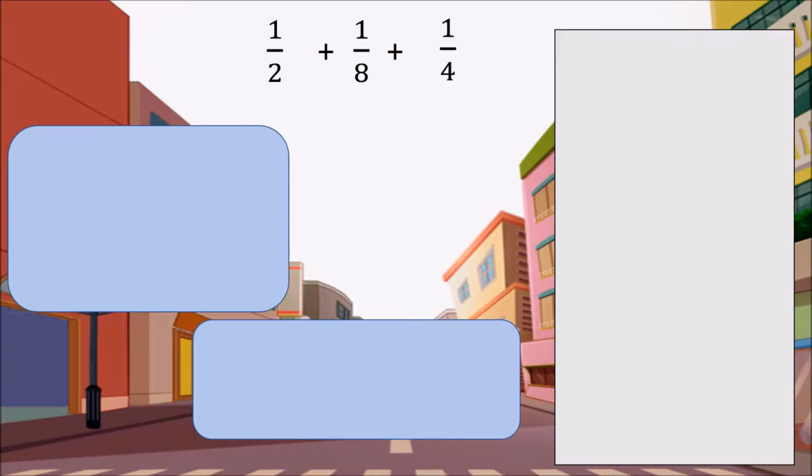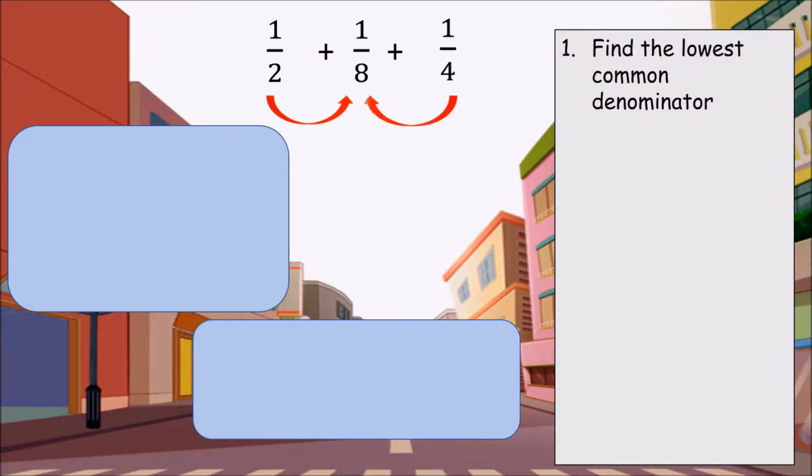Now we know how to add fractions if the denominator is the same. However, what do we do if the denominator is different? Well, there are lots of ways, but the most important thing is to find a common denominator. In this case, a lowest common denominator. Now you can of course list all your 2 times table, all your 4 times table and all your 8 times table until you find the lowest common denominator, but as 2 and 4 are both factors of 8, the lowest common denominator here is going to be 8.